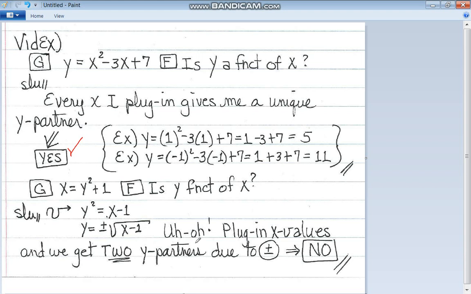And now I'm going, wait a minute, that plus or minus is very troublesome, because if I put an x in here and simplify it, y will be equal to the positive and the negative of that number, which means x's will produce more than one y partner. It's because of that plus or minus there. So the answer to the question, is y a function of x? The answer has to be no, because there are x's that produce more than one y partner. In other words, there are unfaithful x values.